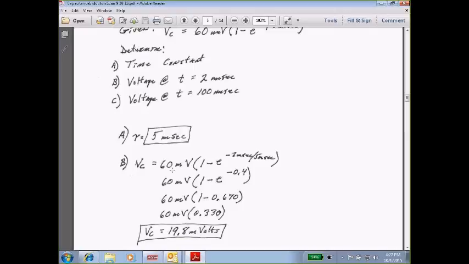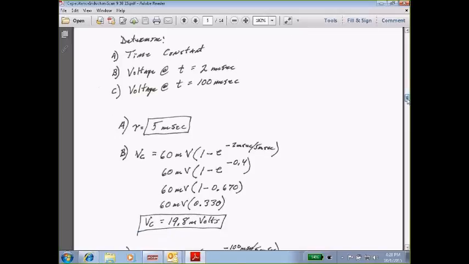On this one, VC is equal to 60 millivolts times 1 minus e to the minus 2 milliseconds over 5 milliseconds, which would be e to the minus 0.4. When we do that, I come up with 0.670. So 60 times 1 minus 0.670, that's 60 times 0.33, and I come up with 19.8 millivolts. I think that's pretty straightforward. And from what you just told me about the math background of your students, I think they can handle that with no problem.